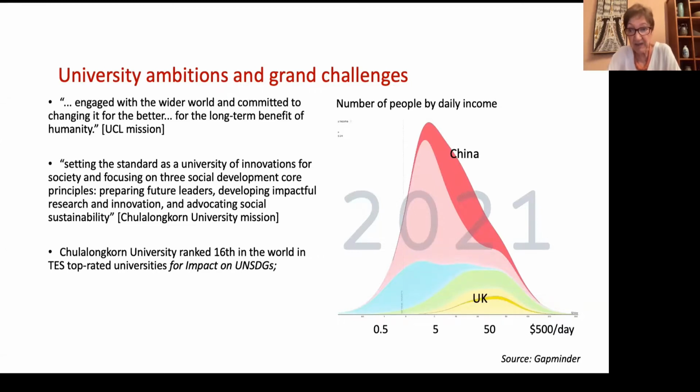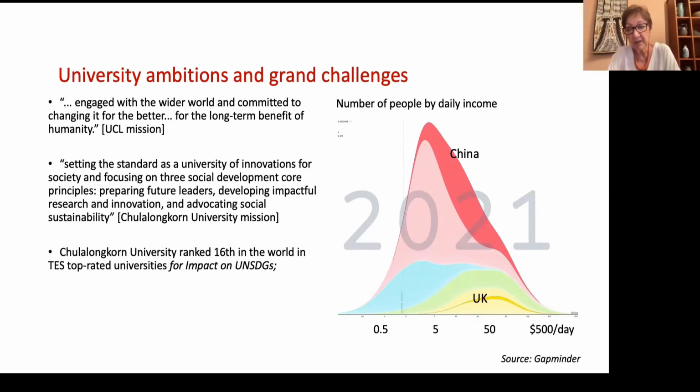And they're right to be ambitious because, unlike UCL, Chulalongkorn appears in the top 20 universities in the world in the THE rankings for impact on the UN SDGs. We come some 200 and something, I don't know what. So higher education certainly does have a critical impact on the world, and the pandemic has certainly shown that.